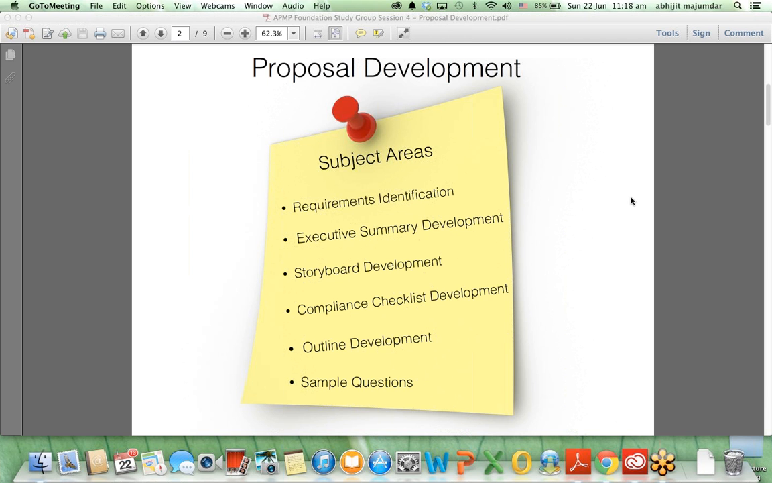And as regards the APMP certification examination, as I had told earlier, proposal development and proposal management have the maximum number of questions. So you need to be very critical about this particular area. So let's move to the next slide. That's the requirements identification.